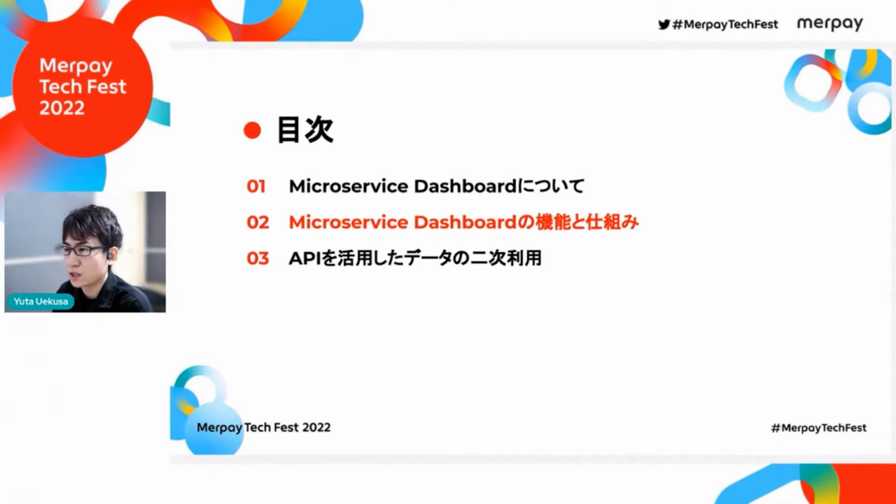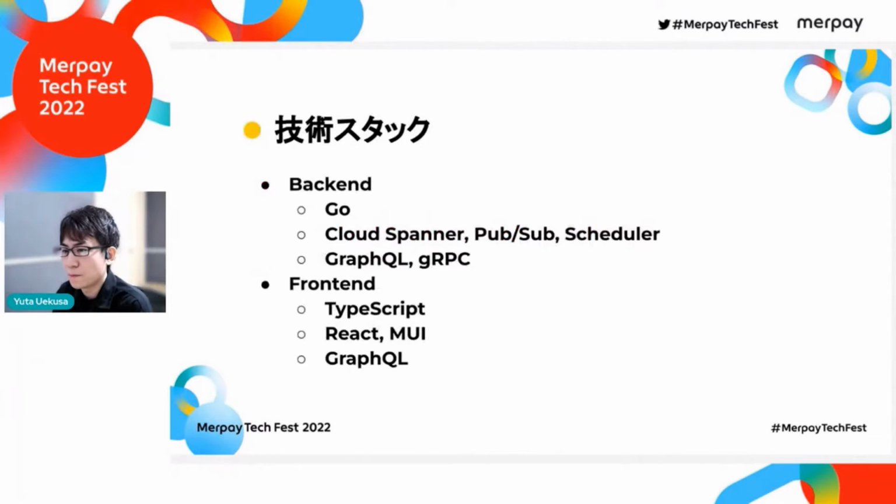These are the technology stacks we are using. The backend is implemented in Go. We use Cloud Spanner, PubSub, and Scheduler for GCP services. APIs are GraphQL and gRPC. The front-end is implemented in TypeScript. We use React for the front-end and Material UI for the UI tools. Data for display is obtained from GraphQL.